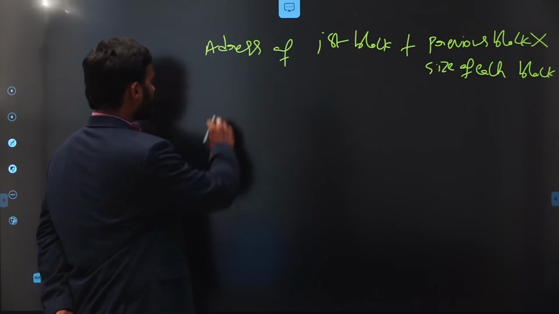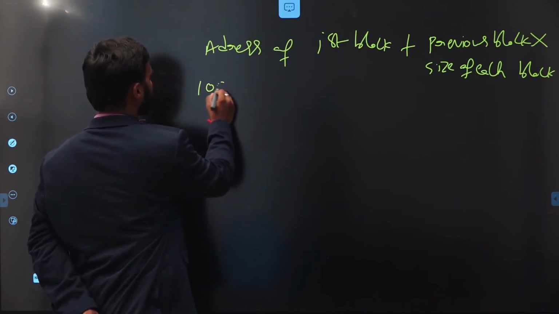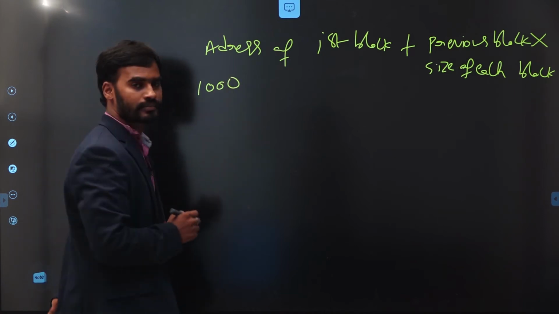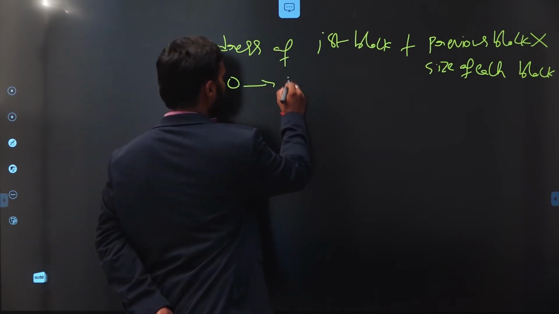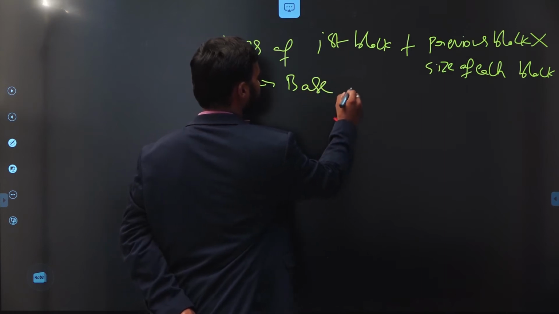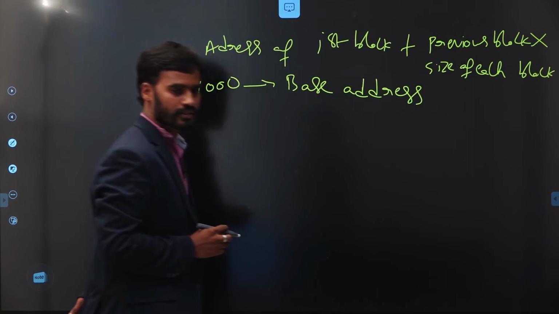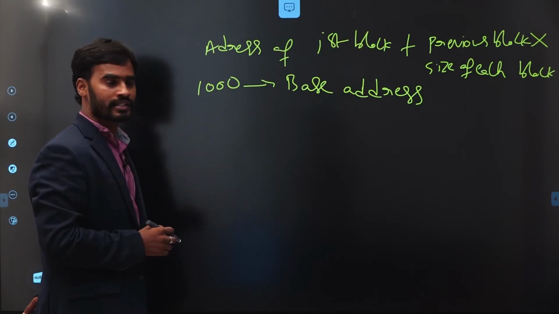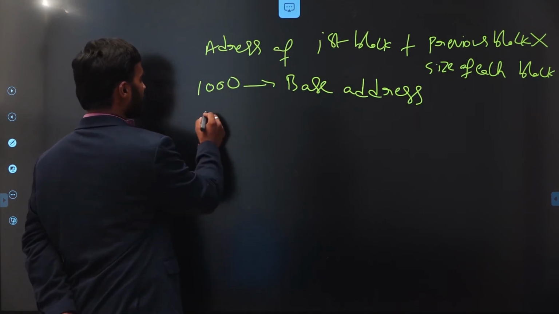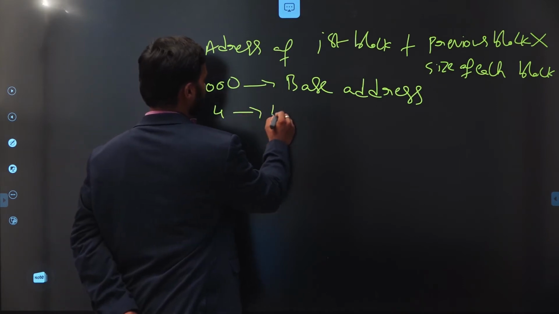For example, assume that the starting address is 1000. The starting address is also called the base address. Assume that the base address is 1000 and the size of each block is 4 bytes.